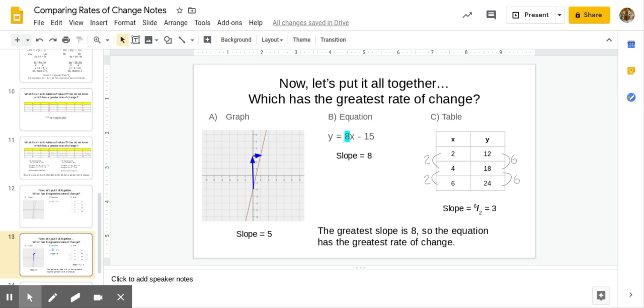From the table, we would want to identify our change in y's over our change in x's. Our changes in y are happening by 6, and our changes in x's are happening by 2, so 6 over 2, which is 3. So we are comparing the slopes of 5, 8, and 3. The greatest of those is 8. So the equation has the greatest rate of change.